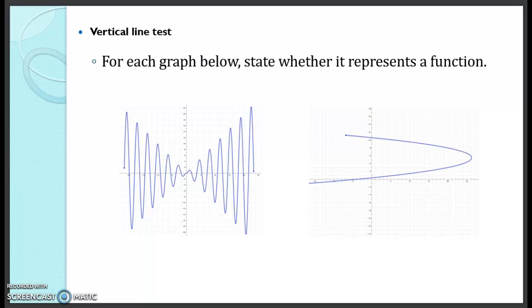Hey everybody, in this video we're going to talk about the vertical line test. Now, I like to conceptualize this a little more. In the previous video we talked about what it means to be a function: every input has exactly one output. So, let's take this graph first on the right. Go a little unconventional here.